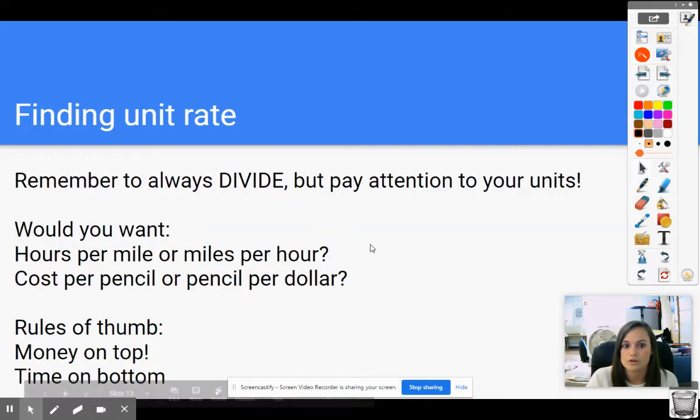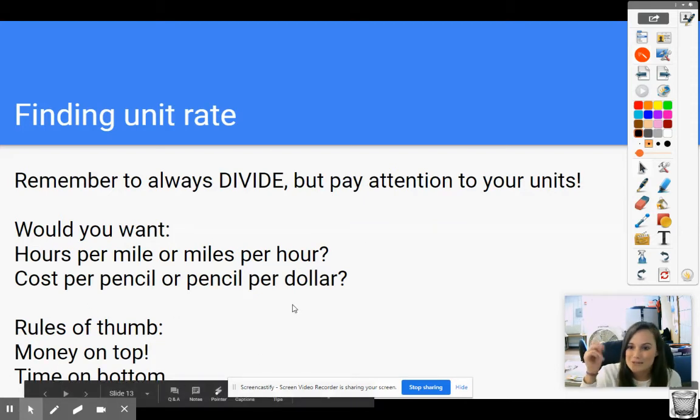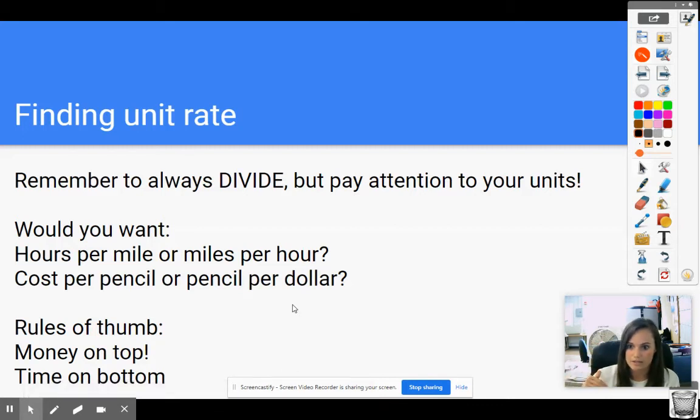So that would be how you divide: cost on top, divided by number of pencils on bottom. I put some rules of thumb down here. Money's always important. We always want to put that on top. You want to do cost per item every time. So cost always goes on top.